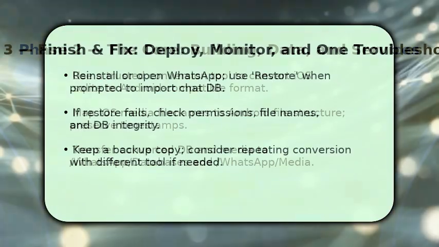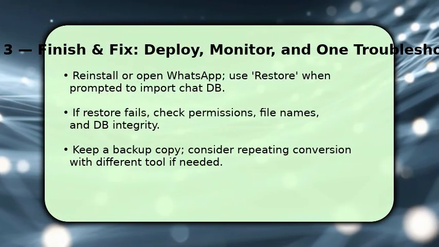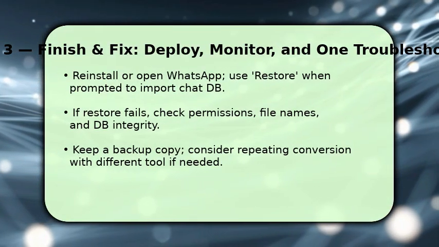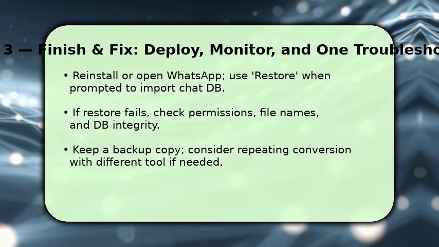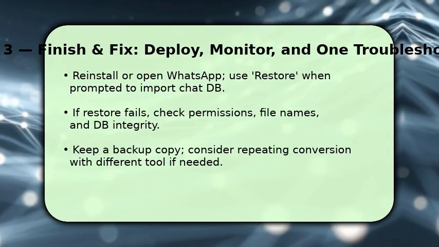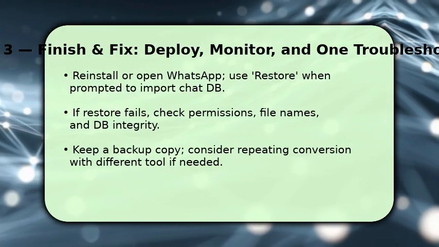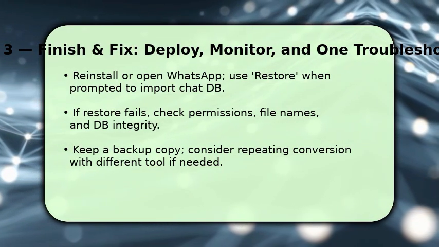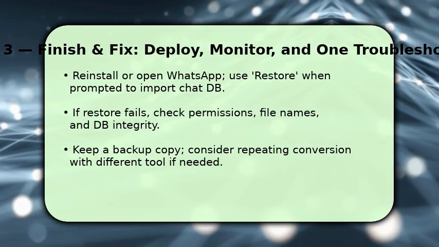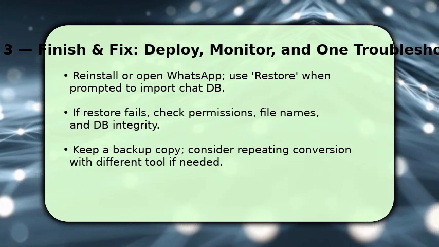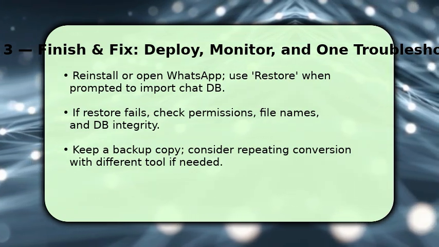If WhatsApp doesn't prompt, reinstall the app and try again, making sure your converted MSG store file is in the correct folder. If Restore fails, inspect permissions, verify the database schema, and confirm media file names align. A corrupted or mismatched DB is the usual cause. One key troubleshooting tip: keep a copy of the original files so you can retry conversion with another tool.